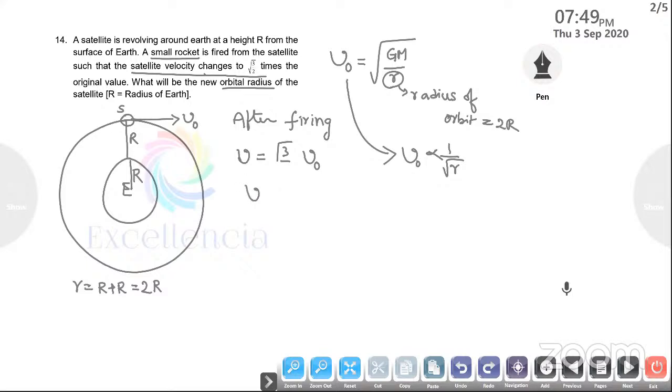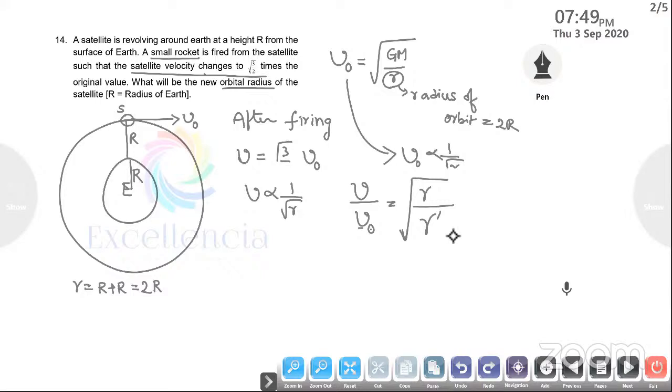So as v is inversely proportional to the square root of the radius of orbit, you can say v divided by v0 is equal to square root of r dash divided by r. As it is inversely proportional, therefore v by v0, that means the new velocity of the satellite and the previous velocity of the satellite, is the initial radius of the satellite divided by the new radius of the satellite.